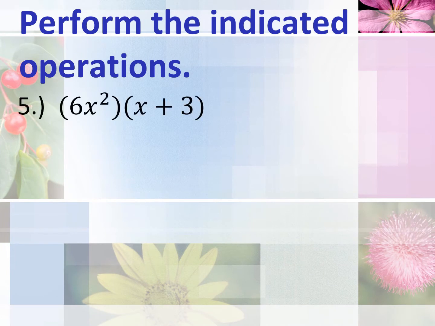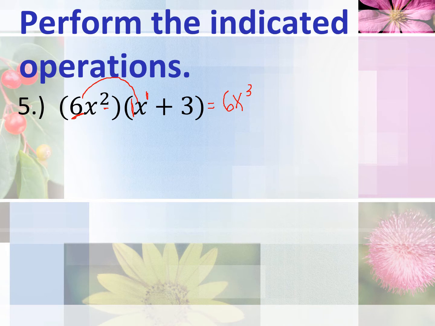Let us proceed to number 5 example. We have 6x squared times x plus 3. So, distributive tayo dito sa ating pag-multiply. We have 6x squared times x. I-multiply lang natin yung kanyang coefficient dito. Dito sa x, meron tayong 1. So, 6 times 1, that is equal to 6. And then, x squared times x, that is equal to x cubed. Dahil, i-add natin yung kanyang exponent dito na 2 at saka dito na 1.